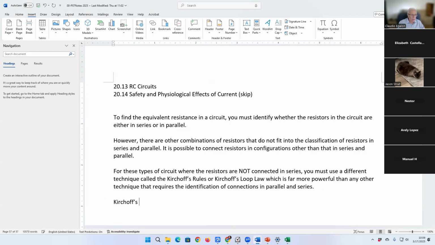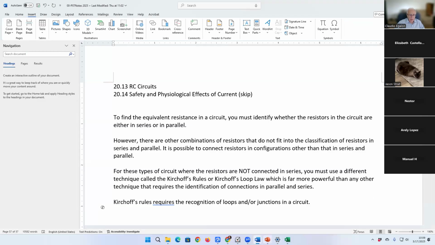Kirchhoff's rules requires the recognition of loops and/or junctions in a circuit.